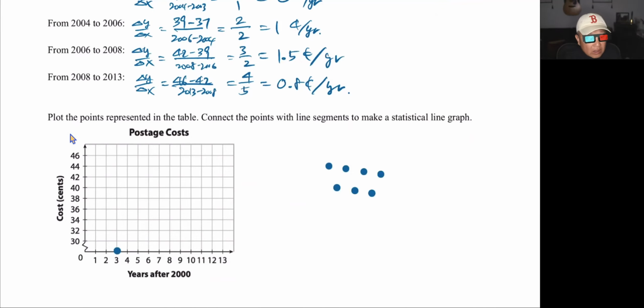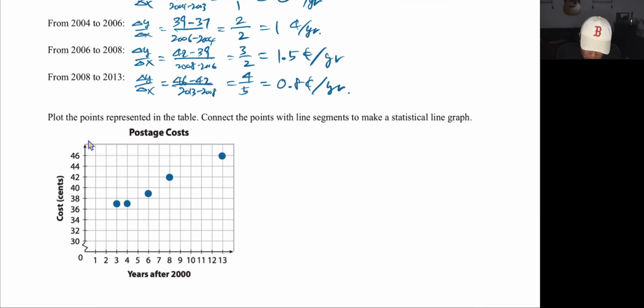The first one, 2003, right here, had a cost of 37 cents, which should be right between 36 and 38 right there. Was that good? Yeah, it was. And in 2004, same. Okay, what is in 2006 is 39, which went up about here between 38 and 40. And 2008 is 42 right there. And for 2013 it is 46. 13 is over here. 46 is right here.